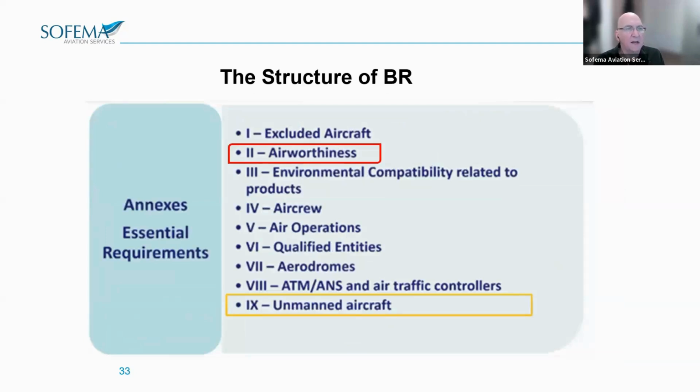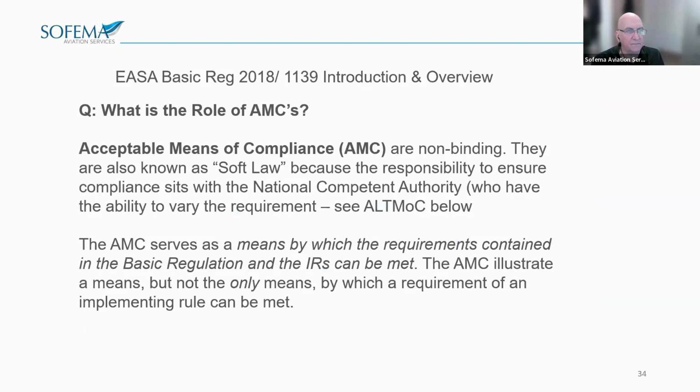The annexes, yes, there's quite a large number of those. There are 9. Each one of those relates to a specific area of aviation activity. And as maintainers and designers, we are most interested in Annex 2, airworthiness requirements. A new Annex 9 has been introduced in recent years to cover UAVs or drones. So what is the role of AMCs? Acceptable means of compliance are non-binding and they're known as soft law, because the responsibility to ensure compliance sits with the national competent authority, who have the ability to vary the requirement.